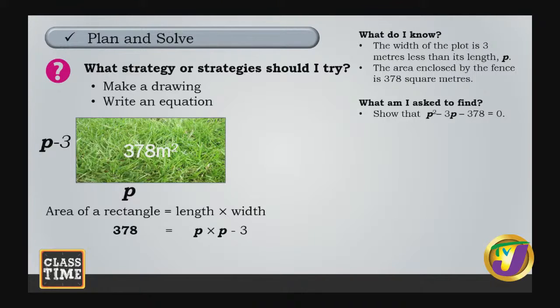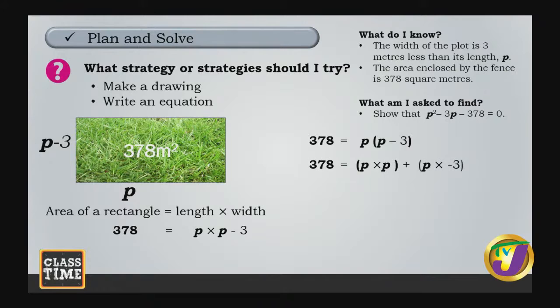Right. So "into" will show that it is enclosed in brackets. So it's the length P multiplied by the width, which is P subtract 3. Right. Let us look. Okay, so then we are going to be applying the distributive law.